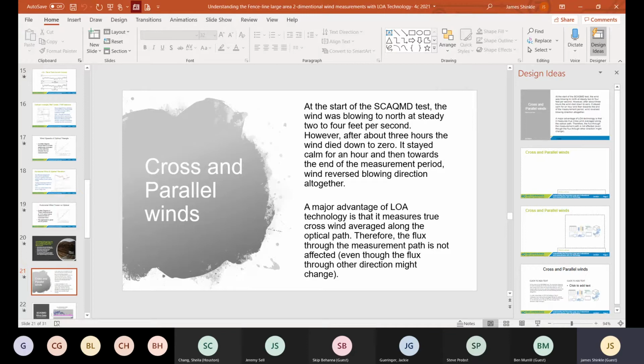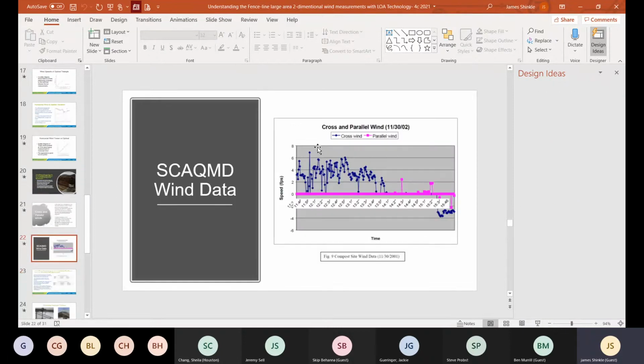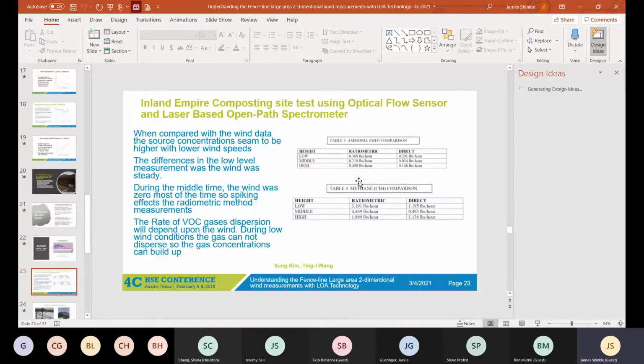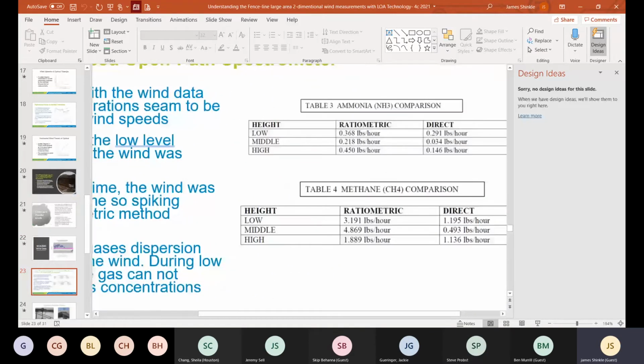So therefore, the flux through that measurement path is not affected, even though the flux through other directions might change. This graph shows the wind speeds and wind directions that we were watching through that optical path, and you can see it change. When you get into the measurement data here, you'll see the radiometric method and the direct measurements. They're pretty close.